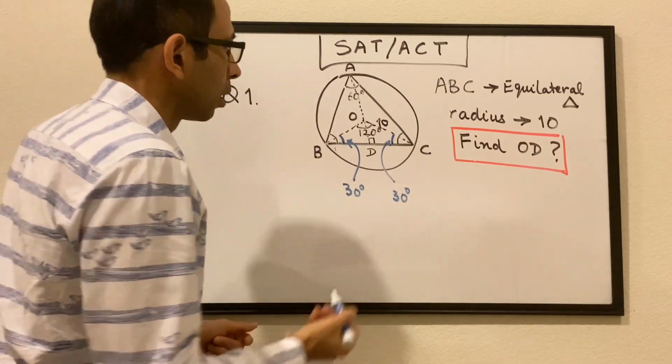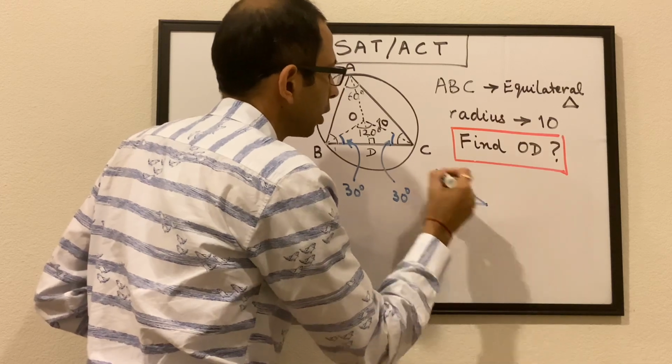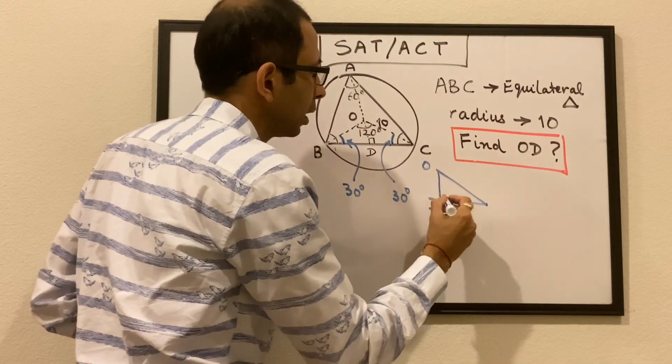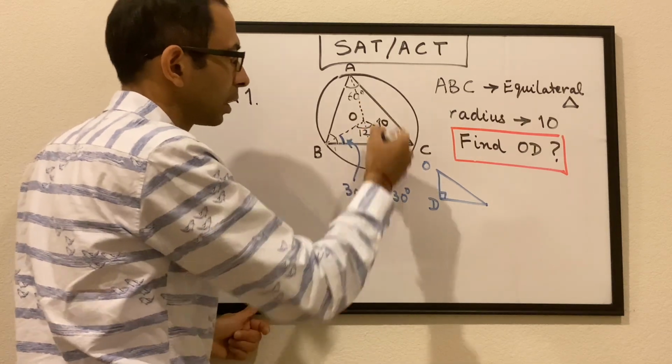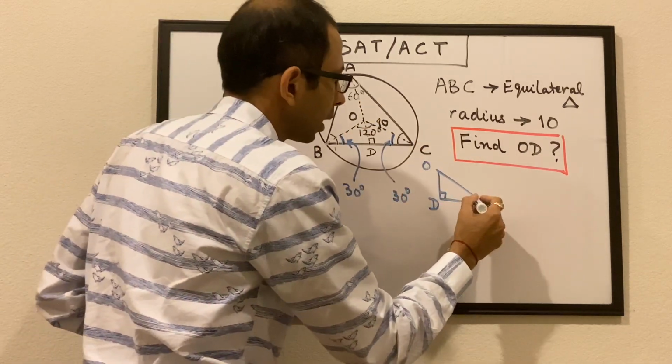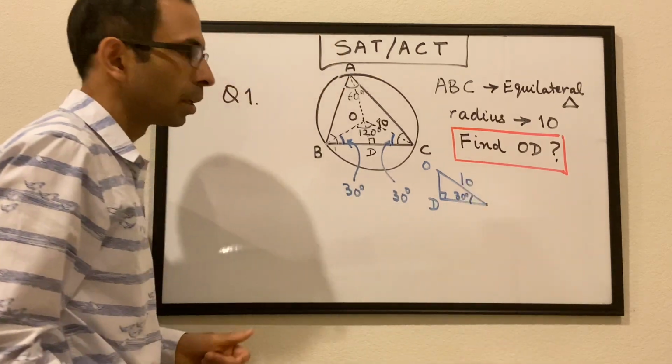Now let's concentrate on this right angle triangle here. So we have O here and we have D. This is 90 degrees, of course, that's given in the question, that OD is perpendicular to BC. And this angle we just established is 30 degrees and the radius is 10. So it's as simple as that.